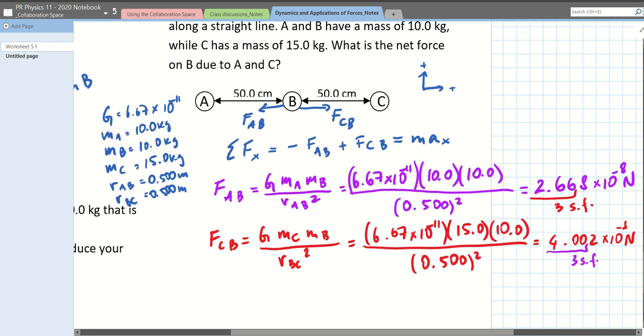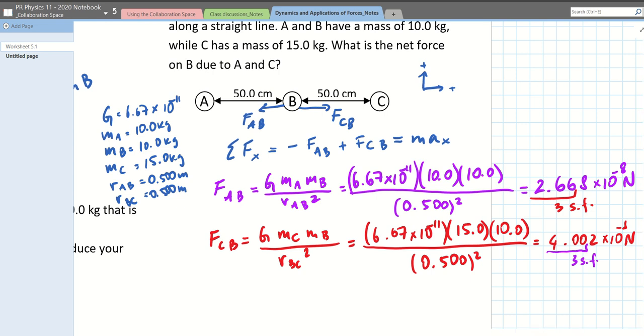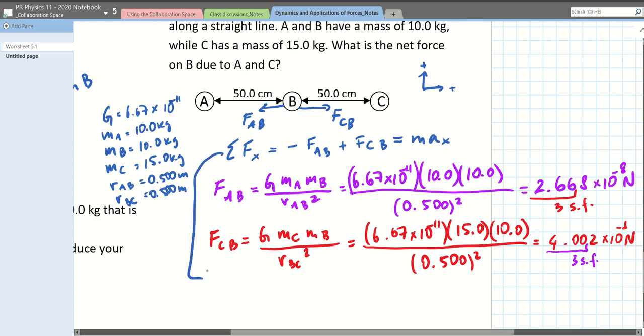All right, so we found our two forces. Now we can find our F net, so we can complete this step right there. So we can do our F net, which is just adding the two forces. Now, I already wrote the equation here, so I'm going to make my AB force negative. So I'm going to stick a negative in front of this. 2.668 times 10 to the negative 8 plus 4.002 times 10 to the negative 8.